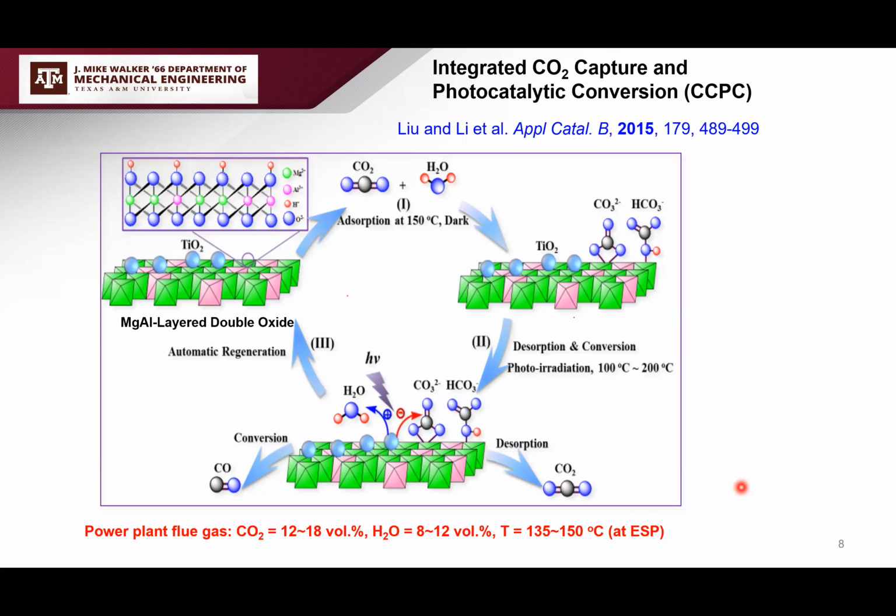So now let's see how we do this process for integrated capture and conversion. Unlike conventional photocatalysis, where you shine the light on the photoreactor continuously and produce product continuously, here we first do this in dark conditions, dosing CO2 and water vapor at 150 degrees C, which is flue gas temperature. Then after some time, we cut off CO2 and turn on the sunlight.